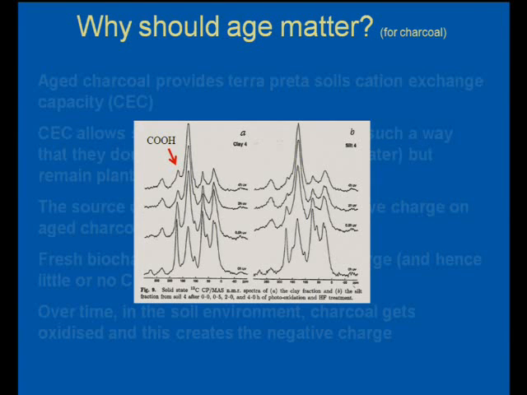The important thing to note from here is this little peak here. This little peak is due to carboxyl groups on the charcoal, on the aged charcoal. We don't see that at all in fresh charcoal. And trying to quantify how much carboxyl, there can be up to maybe 1 in 10, 1 in 20 of the carbons in aged charcoal that will actually have a negative charge, or potential negative charge. It'll be an acidic carboxyl group, and that is where the CEC comes from in aged charcoal.